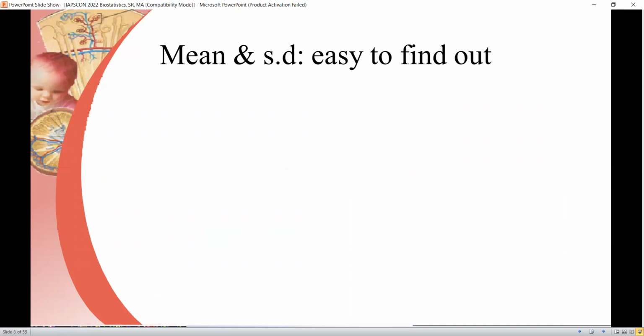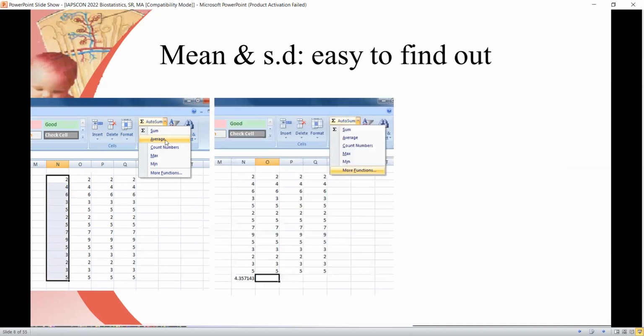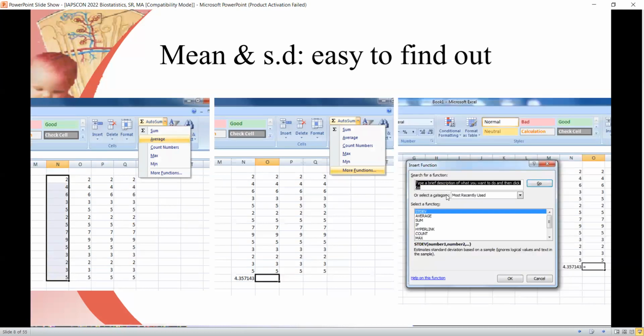Now coming to mean and standard deviation, you should be easily able to find these out with the help of Excel. You enter all the data, like blood pressure or some serum value or whatever you are entering. At the end of the column, you put the cursor and select average, and you get the mean. That is very simple. Then to get the standard deviation, you go to more functions and choose STDEV, and you get the standard deviation. You should be able to do all these things without the help of a statistician, which is what I want to stress.